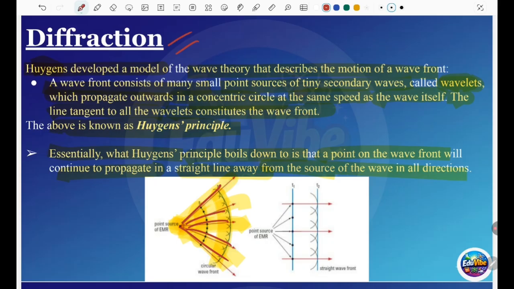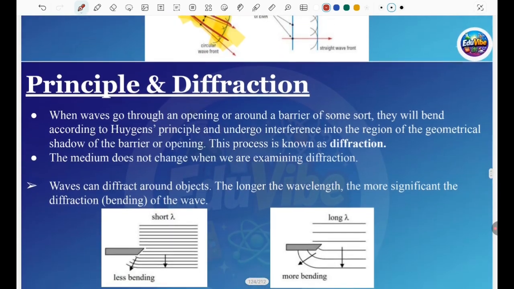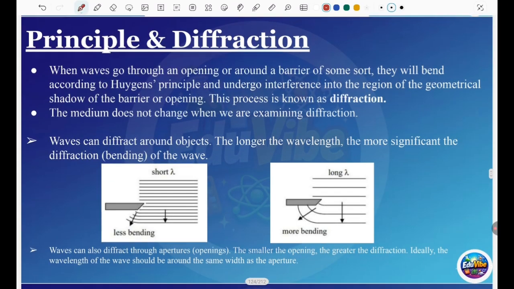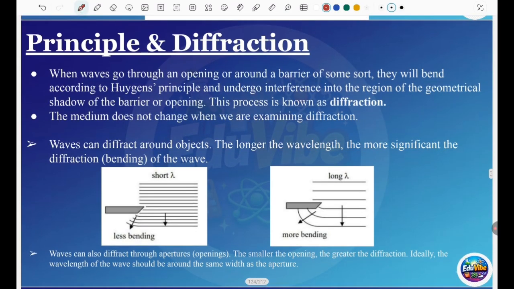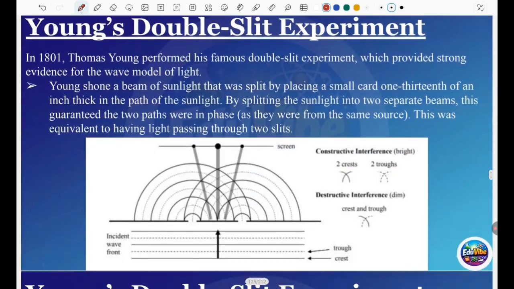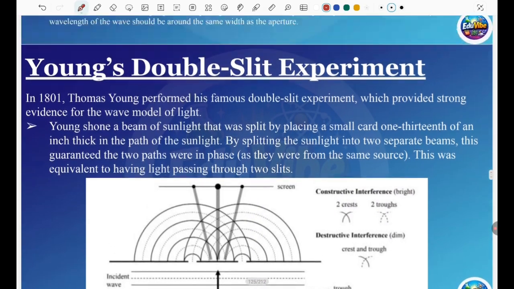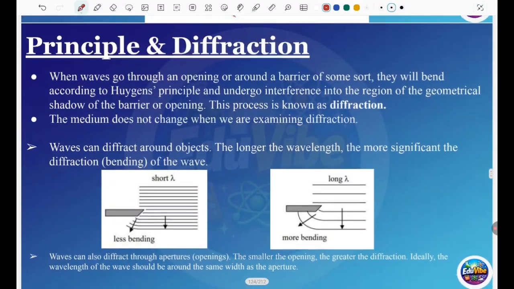So diffraction can be explained by the Huygens principle, and diffraction is described in terms of the wavelength. We can show how the Huygens principle works with a diagram, a whole big diagram like this, and this experiment is later followed by the Young's double slit experiment.